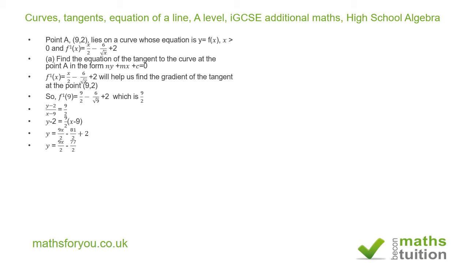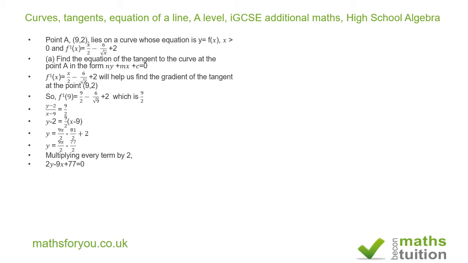Now, if we multiply all the terms by 2 and move all our terms to the left-hand side, leaving the right-hand side with a 0, we end up with 2y minus 9x plus 77 is equal to 0. Okay, so that's the equation of the tangent.